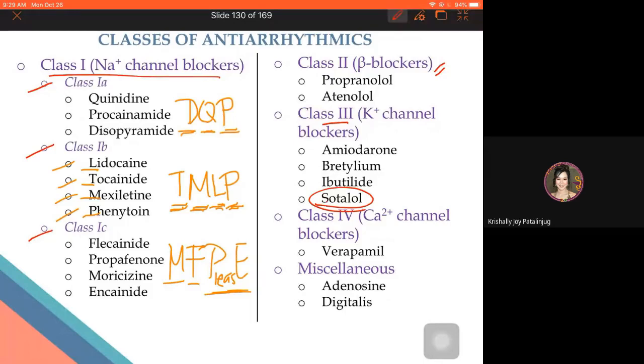And for class 4, the calcium channel blockers, particularly the cardioselective drug, is verapamil. And again, the miscellaneous antiarrhythmic drugs include adenosine, digitalis, and the ions magnesium and potassium ions. Right now, we will start discussing class 1 agents.